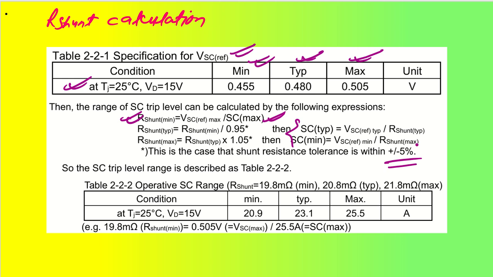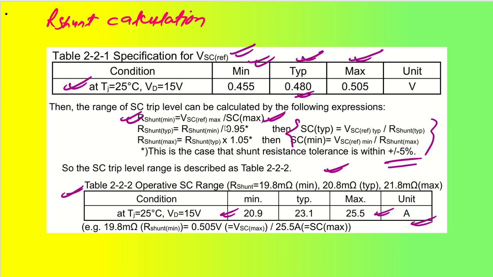Okay. So in these cases, let us try to understand and find out. If we are going to utilize, like 0.48 volt as short circuit reference voltage, okay, so for, let us say, 20.8 milliohms of resistance, we are going to have how much short circuit current? So short circuit current is coming to be 20.9 amperes to 25.5 amperes. Okay, so this is what the understanding is. And now how does it work out?